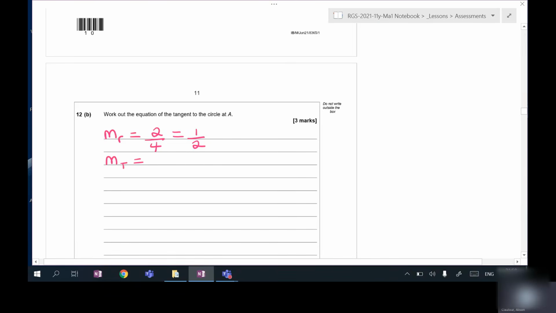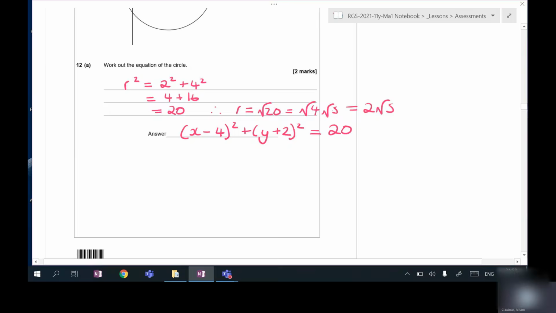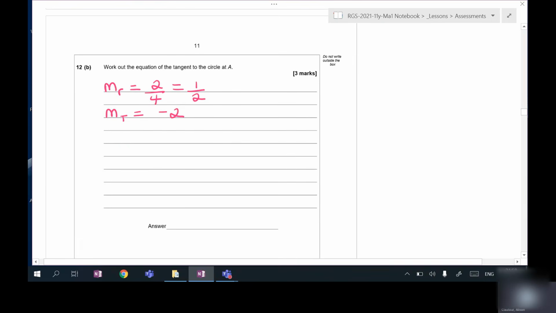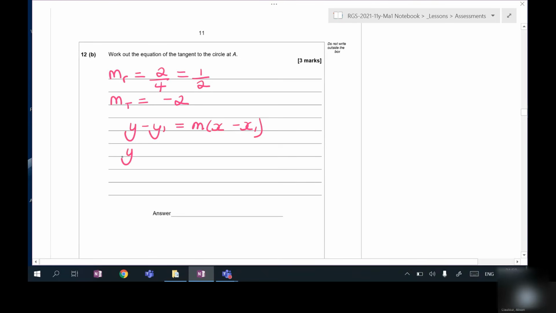I know my radius and my tangent are perpendicular. So therefore, my tangent must have a gradient of -2. I also know that it goes through 8, 0. So I'm going to use y minus y1 equals m(x minus x1). My y coordinate was 0, my m was -2, and my x coordinate was 8. So my equation of the tangent is y equals -2x plus 16.